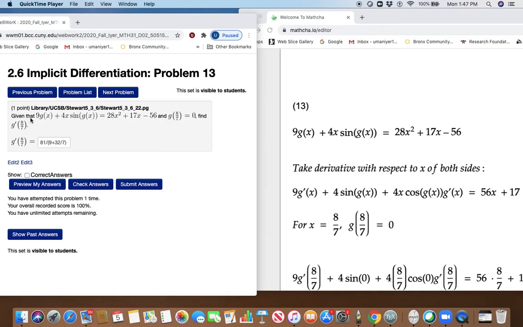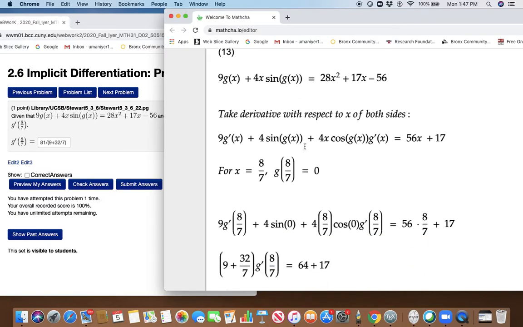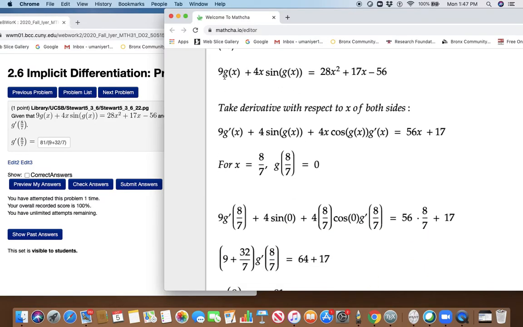Problem 13: given that 9gx plus 4x sine gx is all of this, and g of 8 over 7 is 0, find g prime. Okay, it seems rather complicated, and I seem to have found an answer. How so? Well, g prime tells me derivative with respect to x. So let's go through each step.